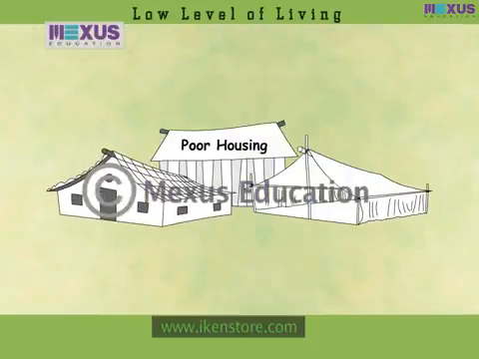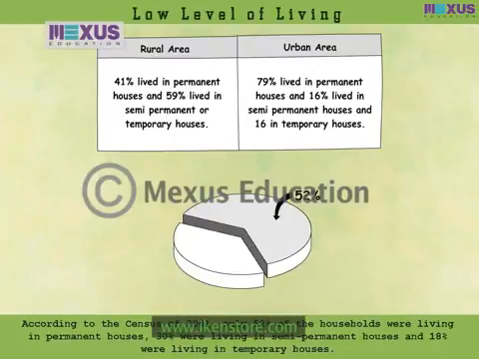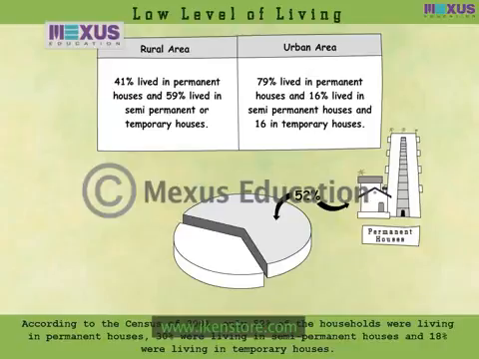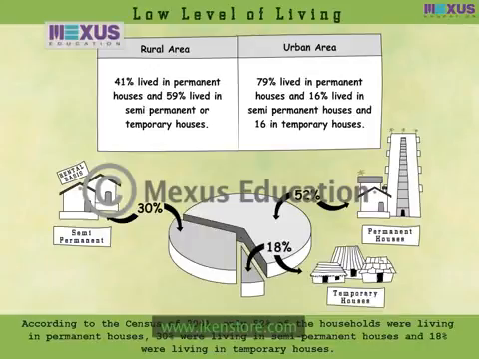Poor housing. According to the census of 2001, only 52% of the households were living in permanent houses, 30% were living in semi-permanent houses, and 18% were living in temporary houses.